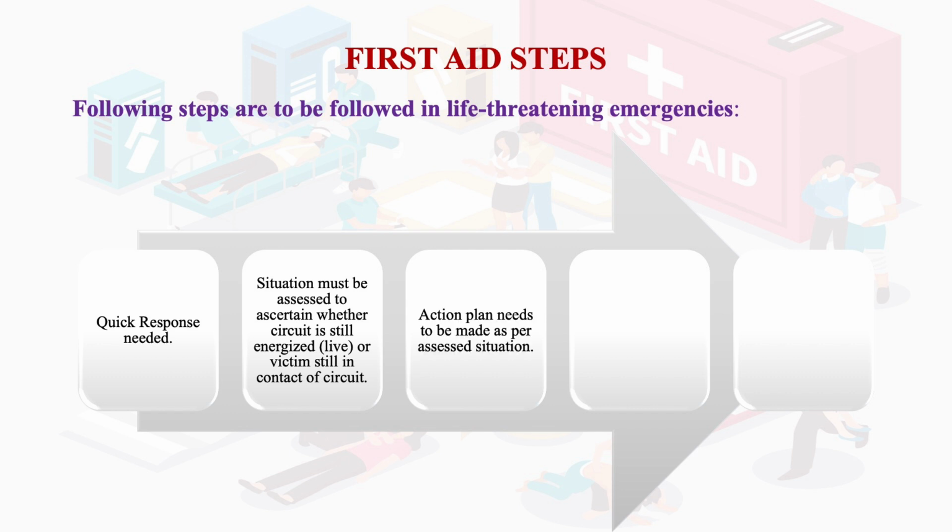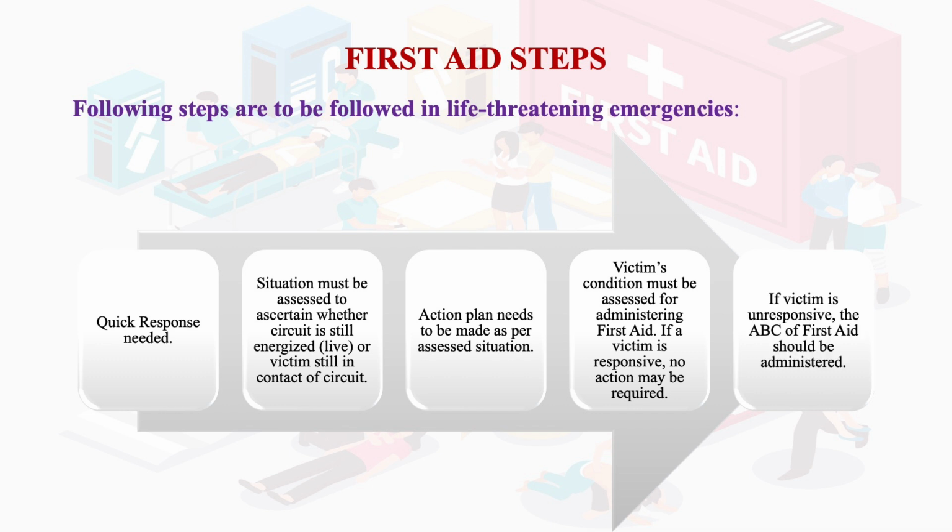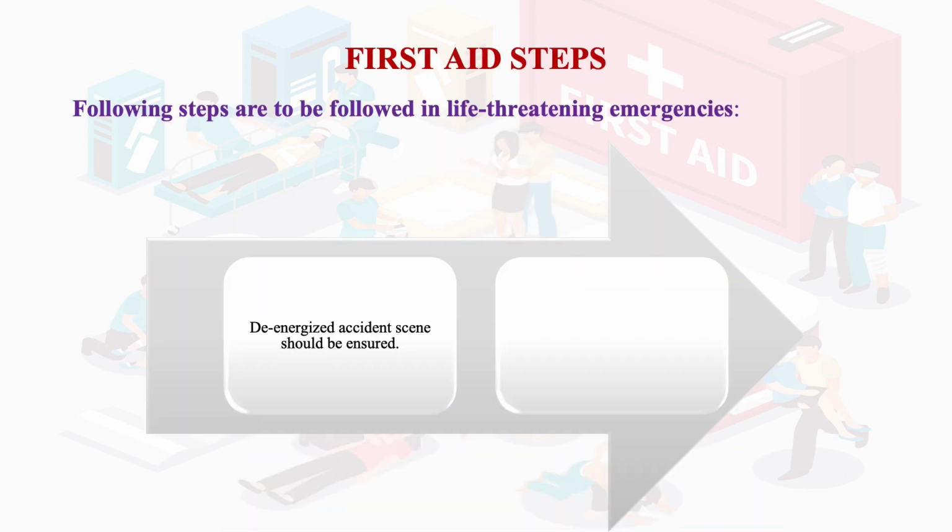Third, an action plan needs to be made as per the assessed situation. Fourth, the victim's condition must be assessed for administering first aid. If the victim is responsive, no action may be required. If the victim is unresponsive, the ABC of first aid should be administered. This ABC of first aid will be discussed in the latter part of this lecture. Fifth, de-energized accident scenes should be ensured. Sixth step is required: first aid for electric shock and electric burns should be administered.